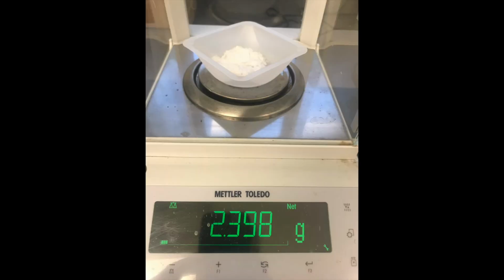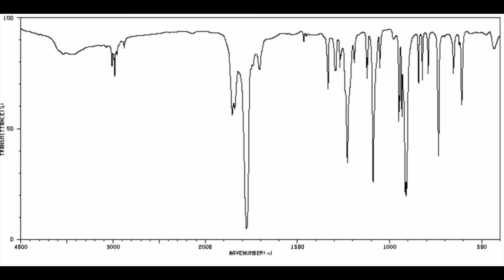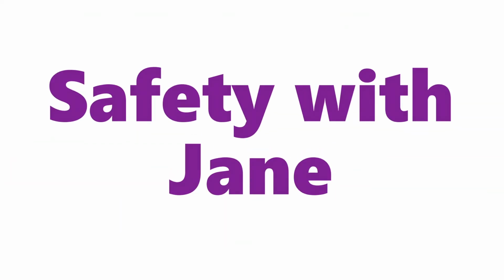Shown here is the final mass for this experiment. I determined the melting point range to be 162 to 166 degrees Celsius, and here is the IR spectrum for the product. Be sure to assign all important peaks here. Good luck! And now, safety with Jane.